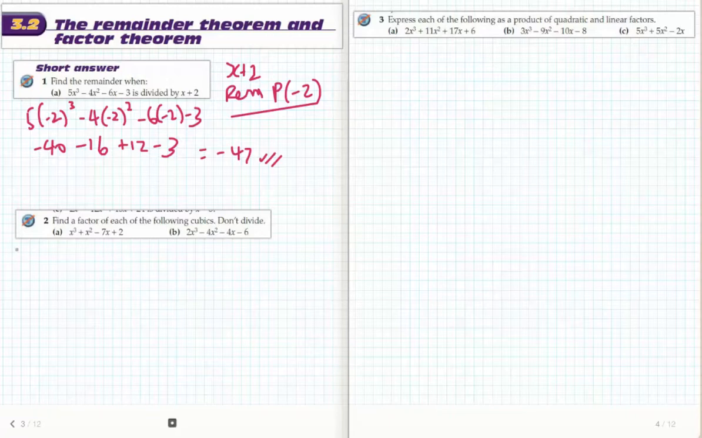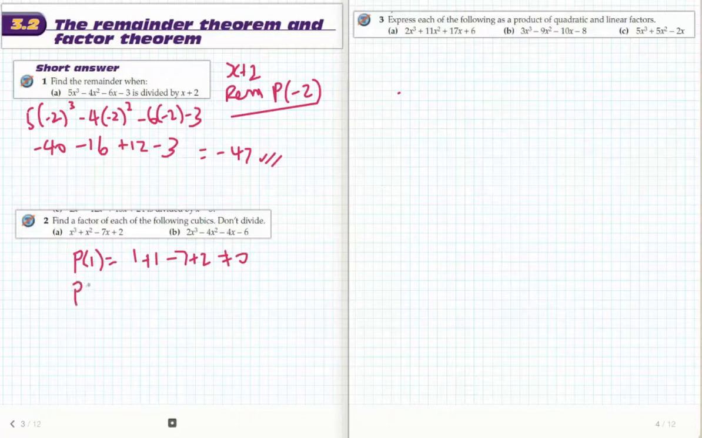Okay, so I'm going to start with p of 1. And if p of 1 gives me a remainder of 0, then I know that that is a factor. So p of 1 will equal 1 plus 1 minus 7 plus 2, and that does not equal 0.